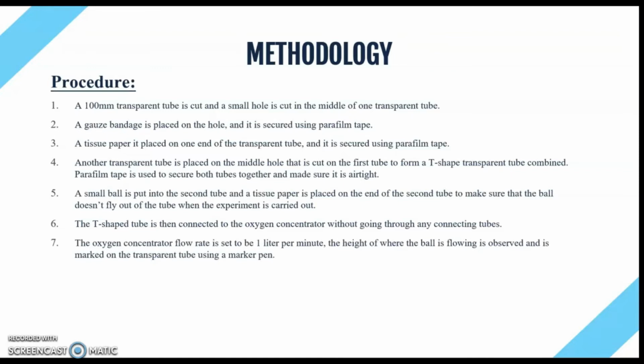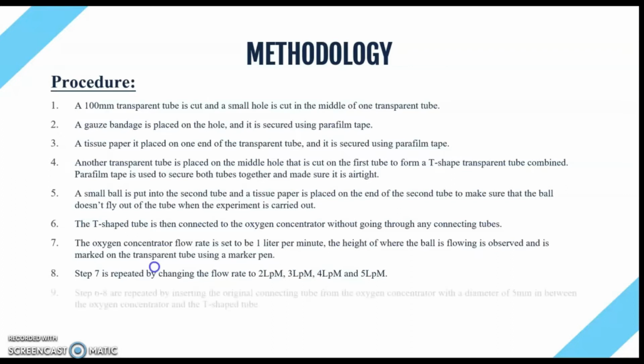The height of where the ball is floating is observed and is marked on the transparent tube using a marker pen as 1 liter per minute. Step 7 is repeated by changing the flow rate of the oxygen concentrator to 2 liter per minute, 3 liter per minute, 4 liter per minute, and 5 liter per minute. So on the vertical tube, there will be 5 markings.